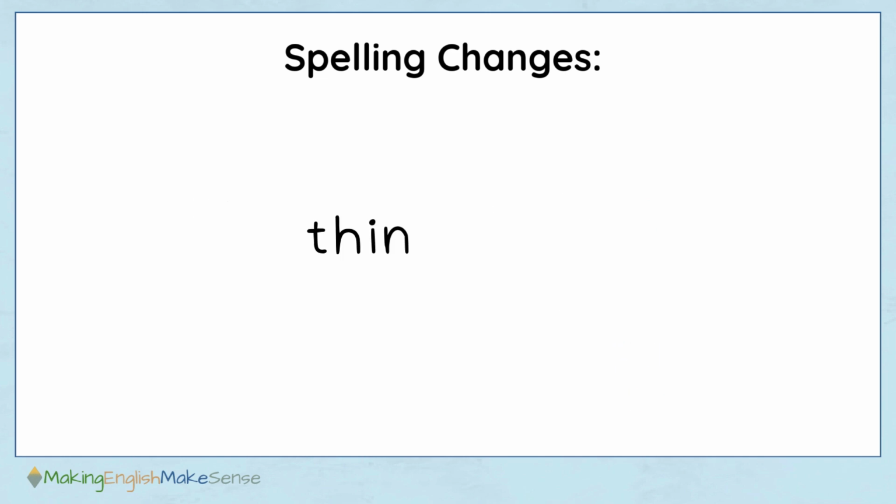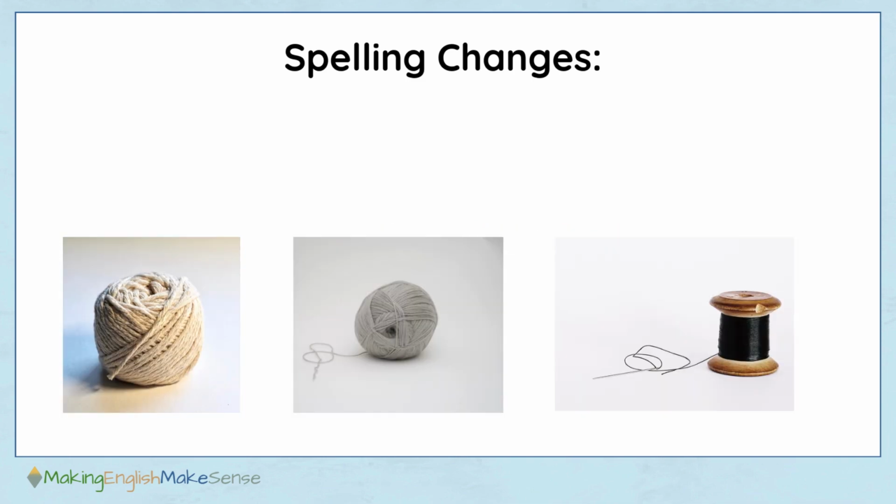Next, if the adjective ends with a consonant-vowel-consonant pattern, like how the adjective thin does, right? So we have a consonant H, then a vowel I, then another consonant N. So if the word ends in this CVC pattern, then we need to double the final consonant before adding ER or EST.